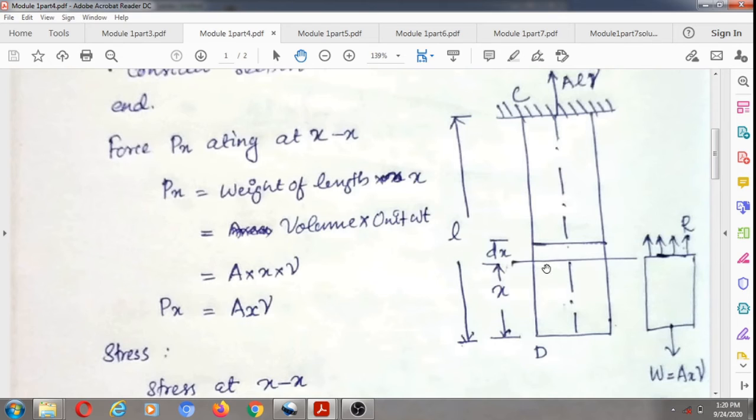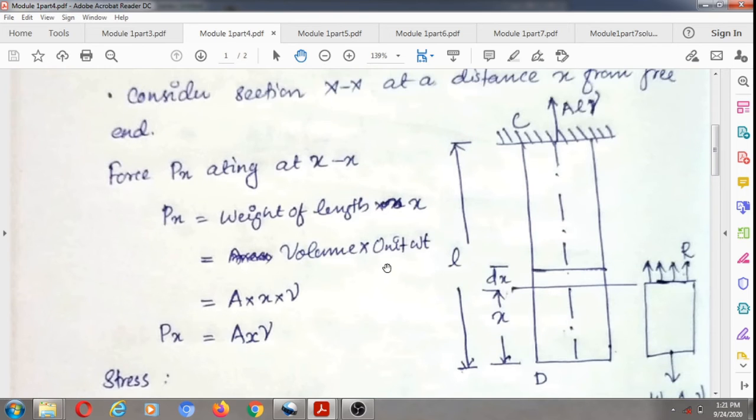That force is created by the weight of the body below that point. So the weight of the body up to x is the force. So Px is equal to the weight of length dx up to dx. There is some amount of material, and the weight of that body will give the force. Okay, then how do you find the weight of the body?